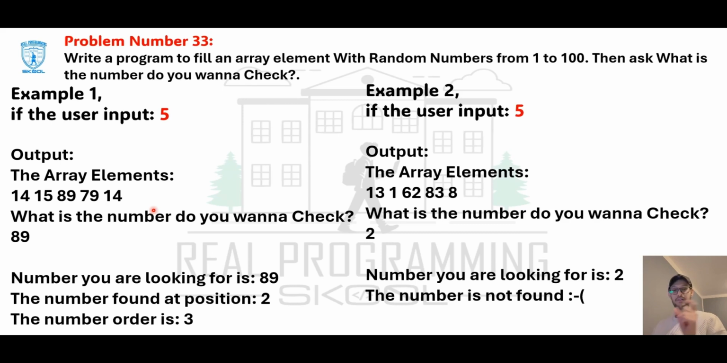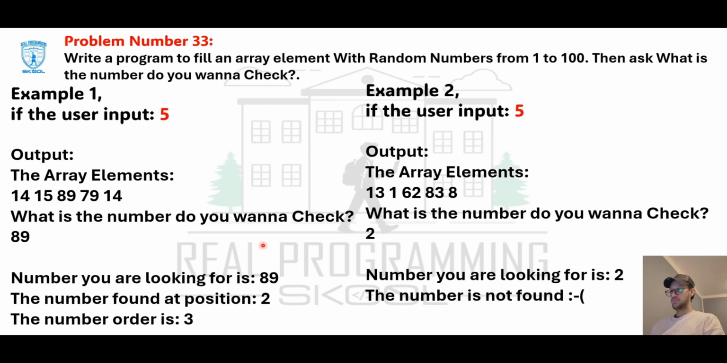This is 5 random numbers because the user wants the compiler to return 5 random numbers, filling the array with 5 random numbers according to our array length. And we ask the user again, what is the number you want to check? For example, the user says 89. 89 exists between our 5 random numbers that the compiler returned by using the generate random number function, right? So after that, the compiler displays the string: the number you are looking for is 89.